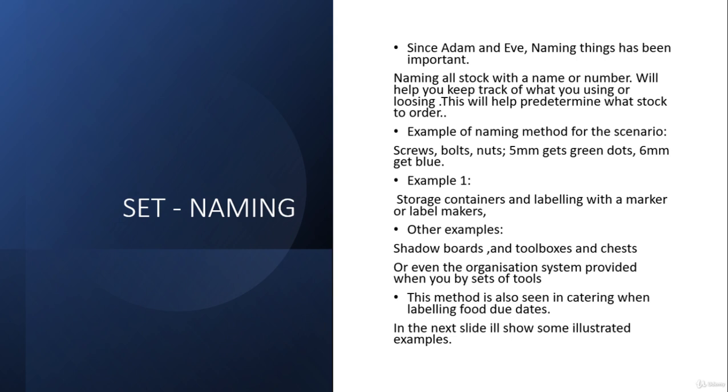Example of naming methods for the scenario would be screws, bolts and nuts at 5mm get green dots and 6mm ones get blue dots. An example would be storage containers and labeling with a marker or label markers, and other examples would include shadow boards, toolboxes and chests, or even the organization systems provided with the set of tools that you have just bought. This method is also seen in catering where they're labeling food due dates. In the next slide, I'll show you some illustrated examples.